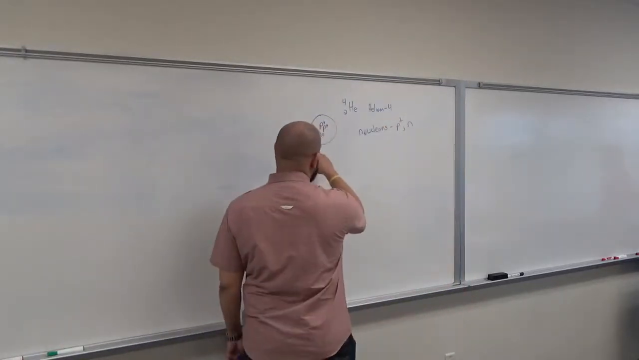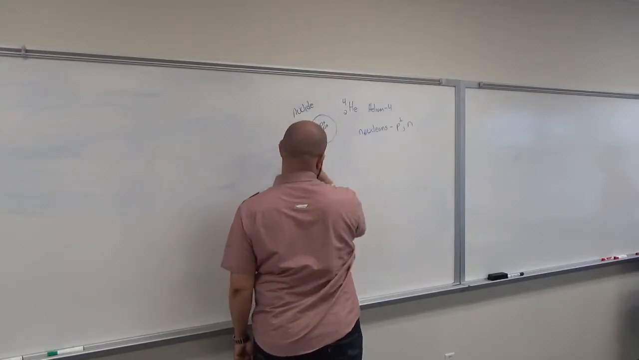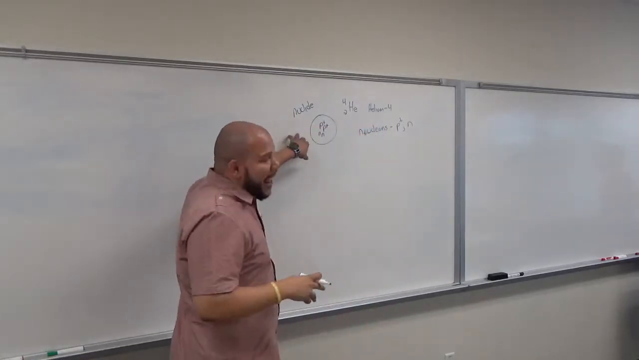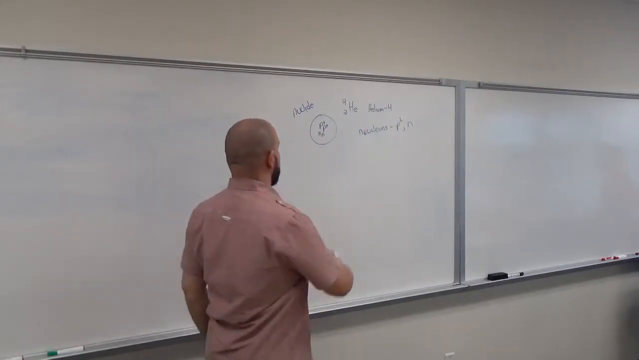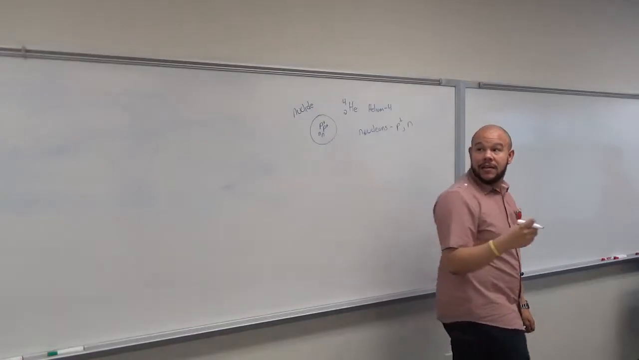Now, a nuclide is specifically an atom with a designated number of protons and neutrons. So helium-4 is a particular nuclide.